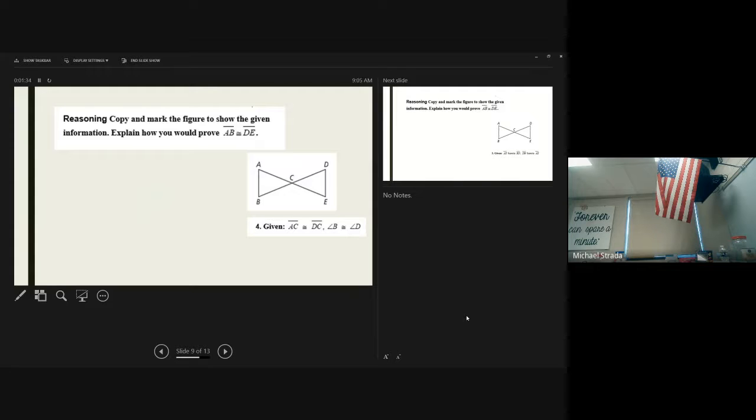And then they ask me to prove AB is congruent to DE. What 5 letters are we going to use for that? CPCTC. Okay. Every proof can be different, depending upon the information they give you. So keeping that in mind, please do number 5.